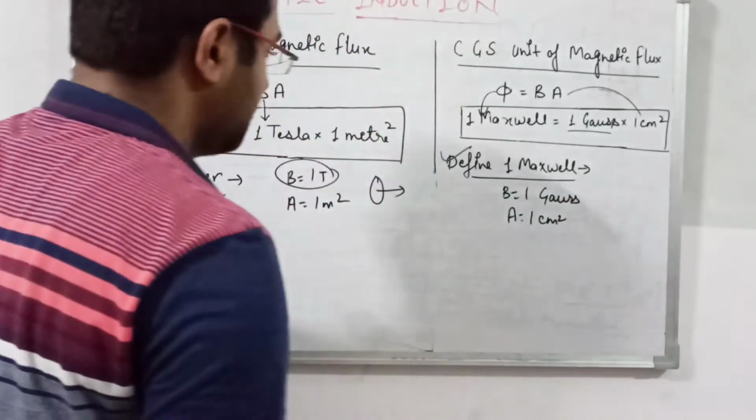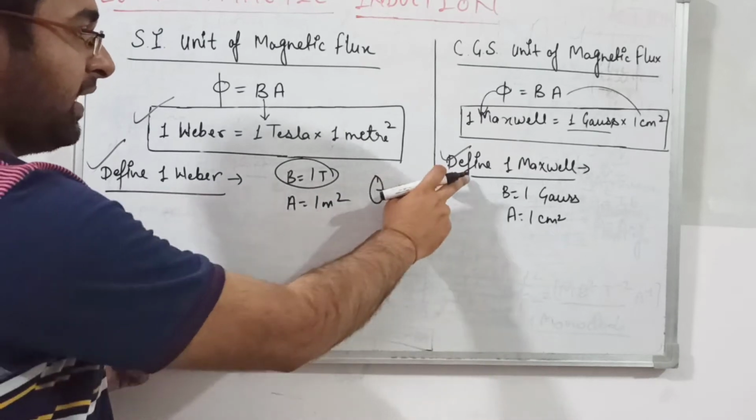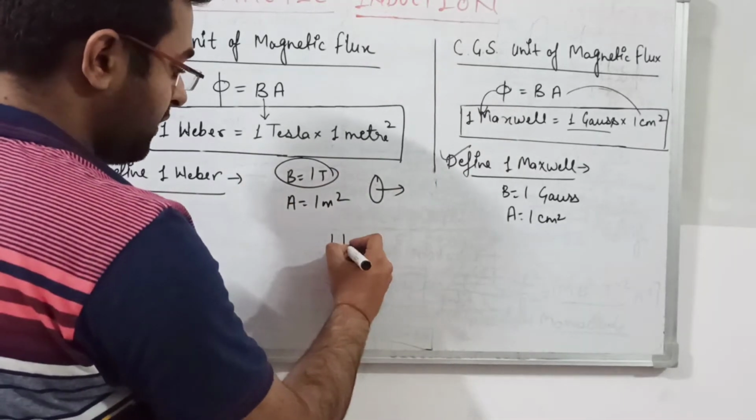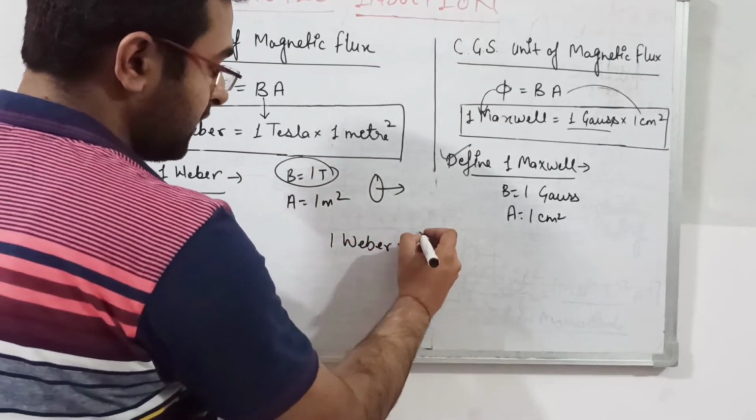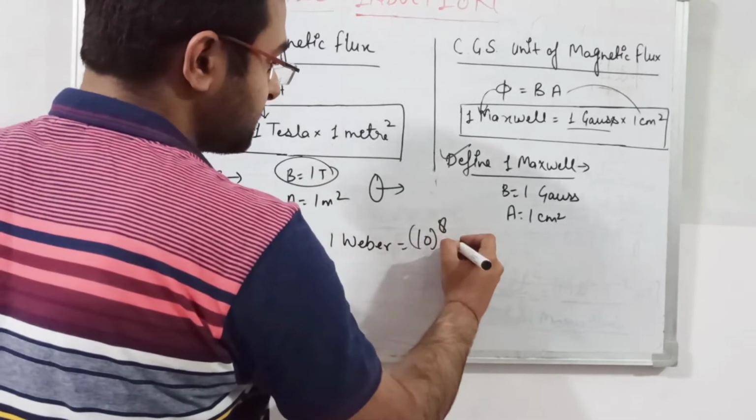Okay. What is the relation between Weber and Maxwell? So dear students, 1 Weber is equal to 10 to the power 8 Maxwell.